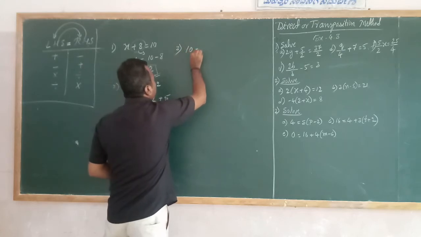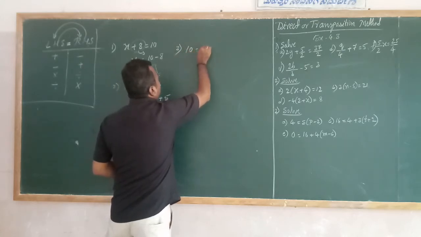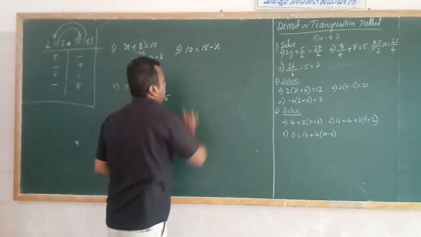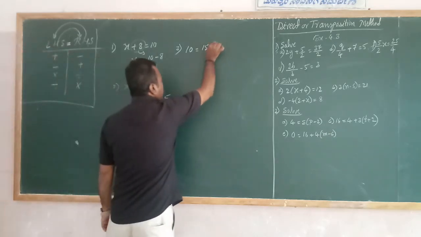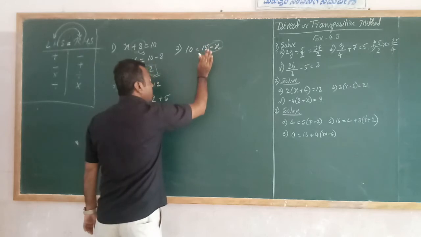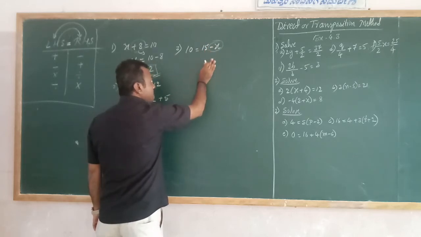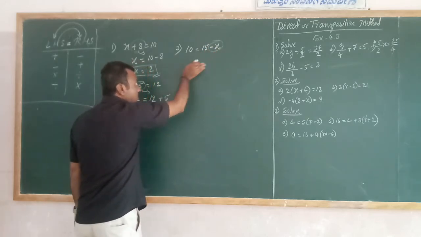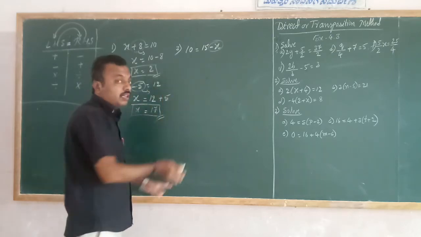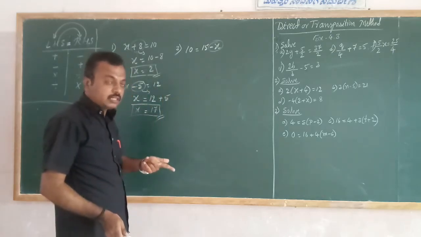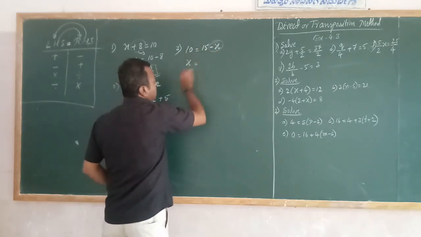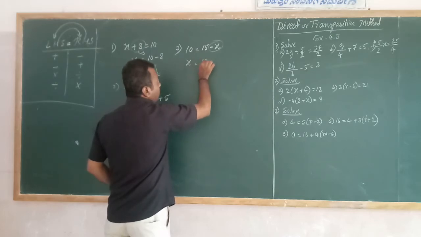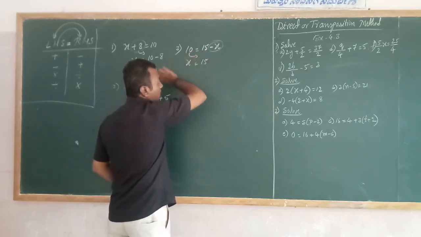Then 10 is equal to 15 minus x. See students, this is minus x. If you keep it on the RHS also, no problem. Otherwise, the minus x you should send to the LHS, because minus becomes plus. That's why I will send minus x to the RHS. It becomes what? Plus x. It is equal to 15, which we keep here only. 10 has to be sent to the RHS.